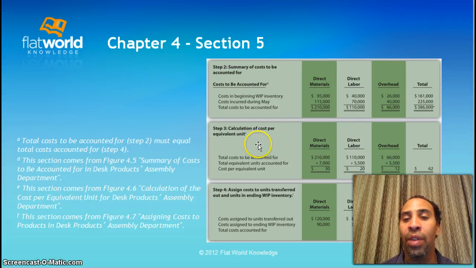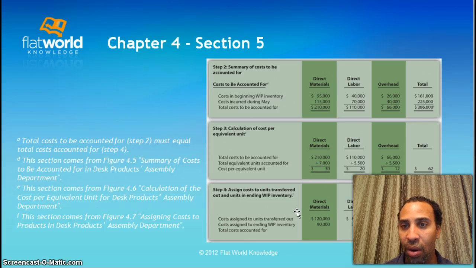Calculation of your cost per equivalent unit. So you have your 210,000 divided by your 7,000, you get your 30, and so on down the line. 110,000 divided by 5,500, you get 20. 66,000 divided by 5,500, you get 12. You add those three numbers up, 30, 20, and 12, and you get $62 cost per equivalent unit. And then down here you have your 120,000, and it looks a lot easier when you have all those numbers right in front of you, right?